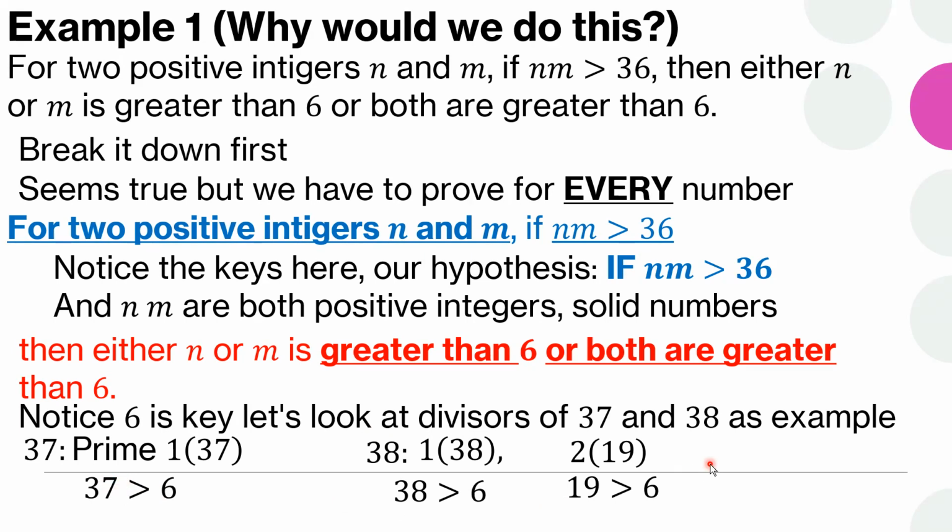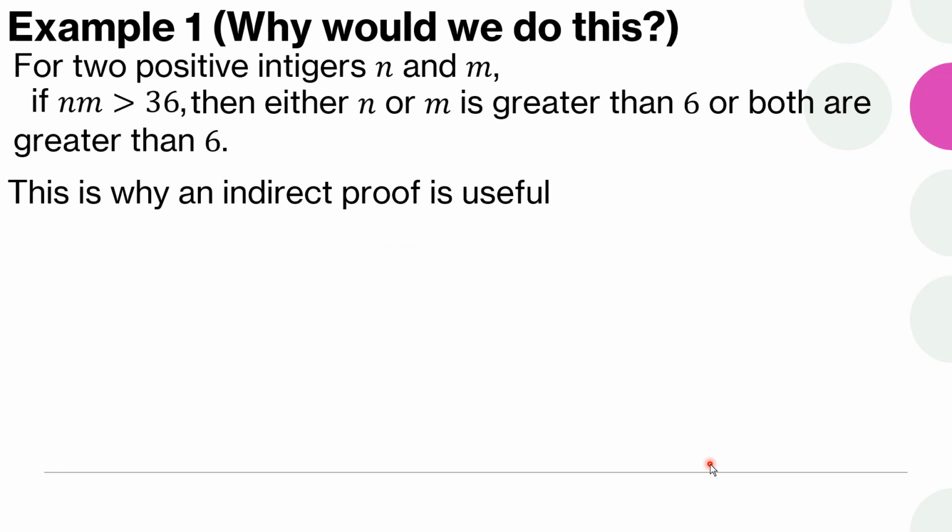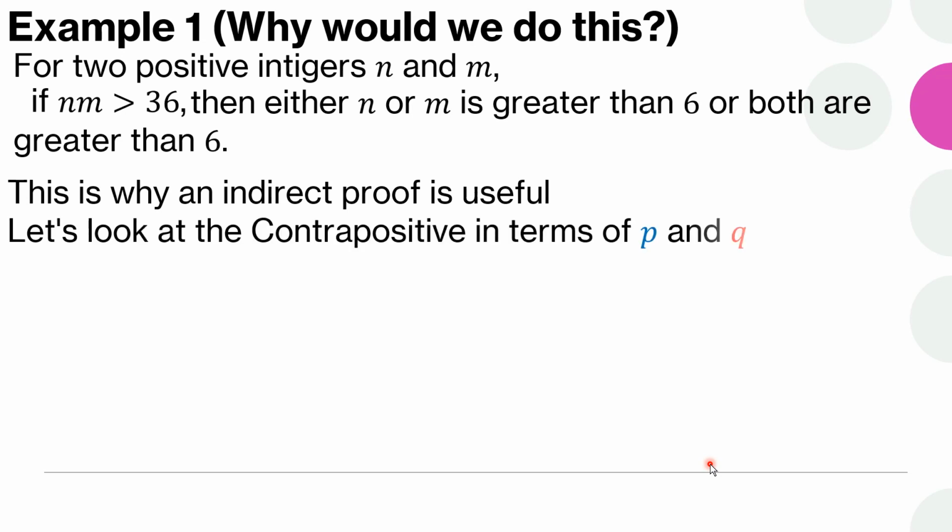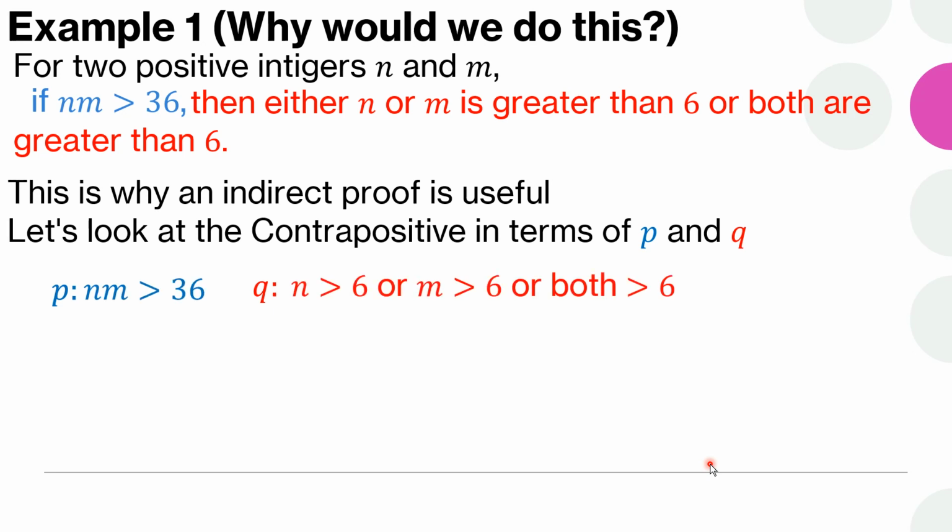Since we can see that it is working, we have one number and one number bigger than 36. Let's look at how we would prove it. We prove two numbers whose product is bigger than 36. That's what we're working at. This is why the indirect proof is definitely very useful. Look at the contrapositive of P and Q. So we're looking at what we have so far: nm is bigger than 36, and n or m. Notice that we have ors right here, or both. Either this, or this, or this. What's the opposite of ors?